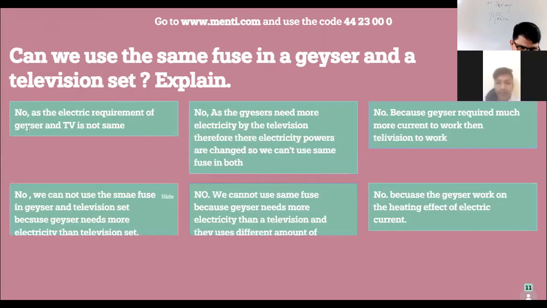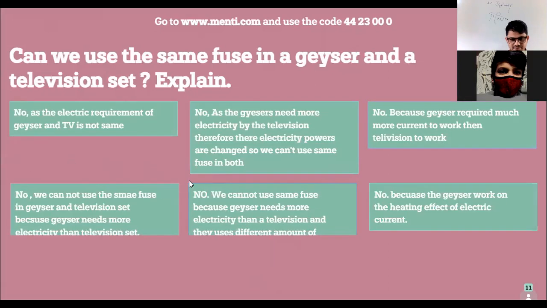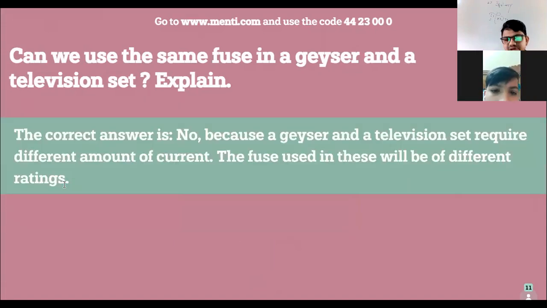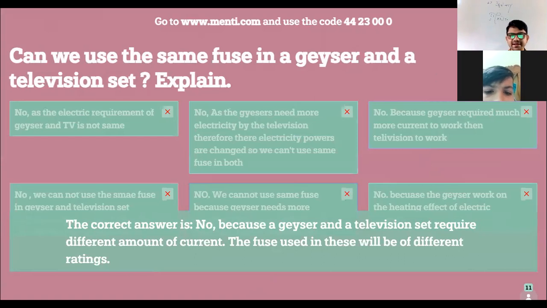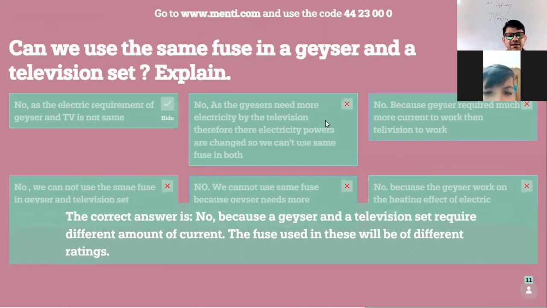So let's see the answer. The answer is no, because geyser and TV set require different amount of current. Okay, the fuse used in these will be of different rating. So let's check the answers. First answer, no, as the electric requirement of geyser and TV set is not the same. Correct. No, as the geyser needs more electricity than the TV, therefore the electricity powers change. So correct.